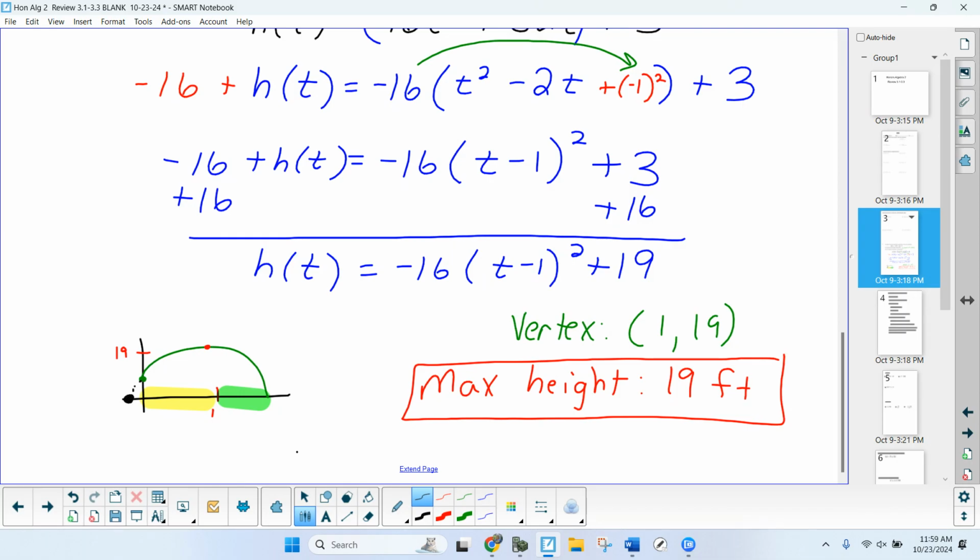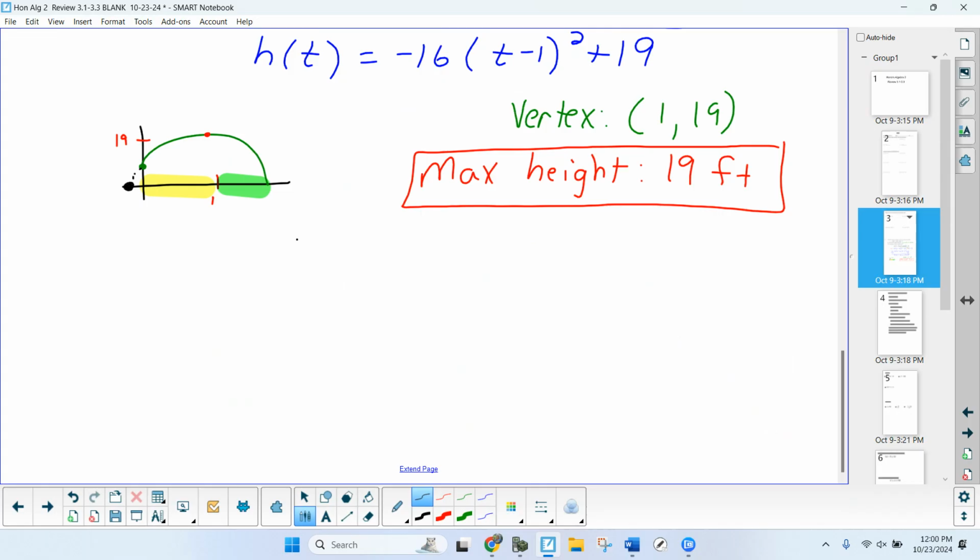So now when it says how long does it take the ball to hit the ground, we need to solve for this x-intercept. When does it hit the ground? What's the height of the ball when it hits the ground? 0. So you let this equal 0. Now, guys, we can use square roots on this because I have a quantity squared. So let's get that quantity squared all by itself. What do you do to get this quantity squared all by itself?